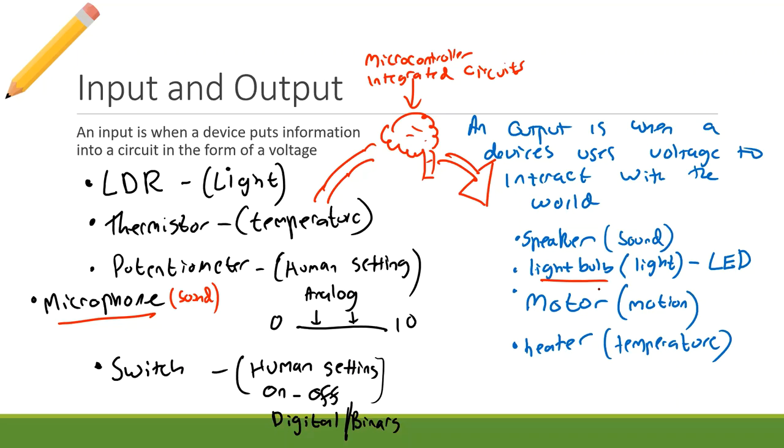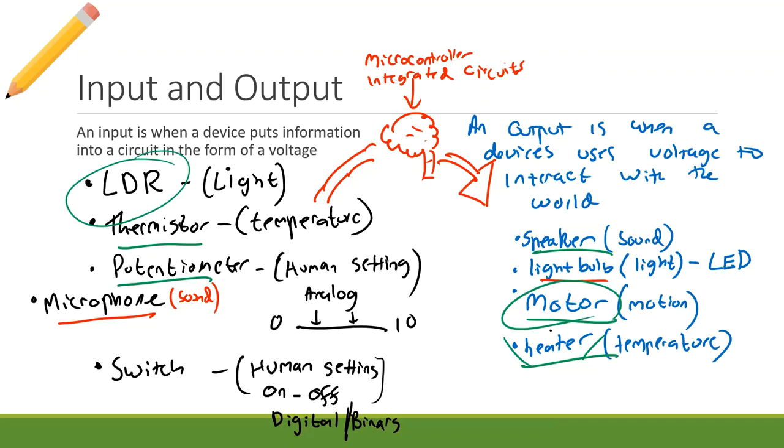Maybe you attach a potentiometer to a speaker, so you have a volume control. Maybe you attach a thermistor to a heater, so that when something gets really, really cold, you can turn a heater on and it will change the temperature. Maybe you've got a light-dependent resistor that controls a motor, because when it gets too dark, you want to put the blinds down, stuff like that. All of these have inputs and outputs.